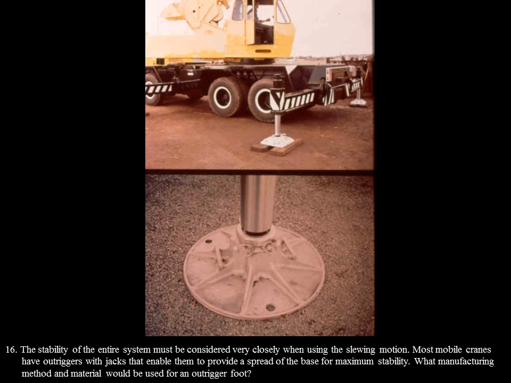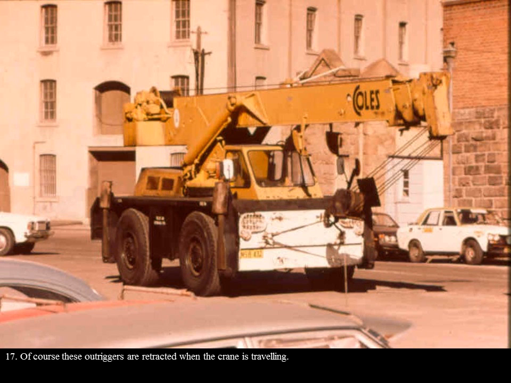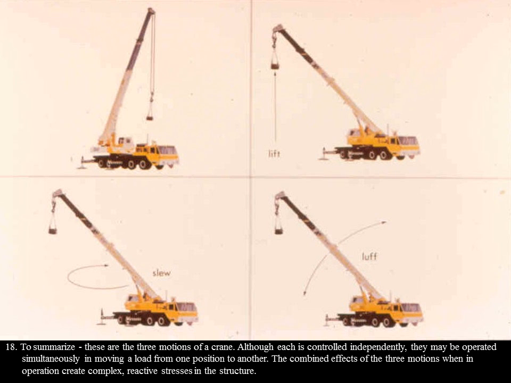Most mobile cranes have outriggers with jacks that enable them to provide a spread of the base for maximum stability. What manufacturing method and material would be used for an outrigger foot? Of course, these outriggers are retracted when the crane is travelling.